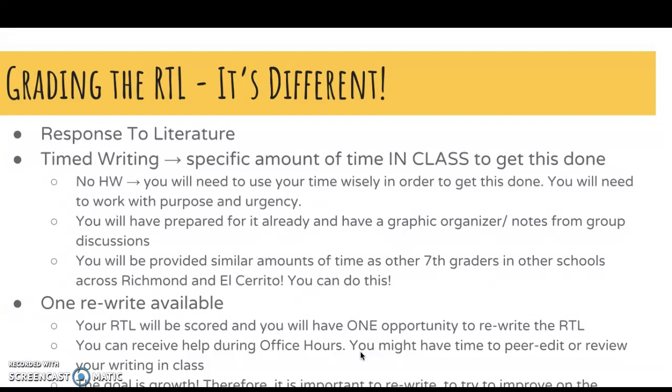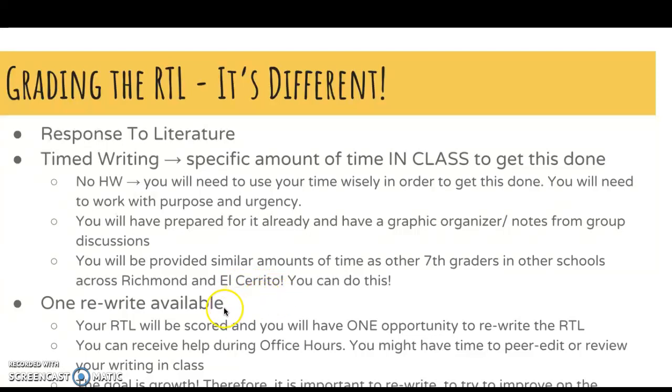You will have already prepared for the RTL. You'll have a graphic organizer and/or notes from group discussions that you've had about the question you're going to write about. This means that you should have everything you need to be able to get this done in class. In terms of the time, you're going to be provided really similar amounts of time as other 7th graders in other schools across Richmond and El Cerrito, so you can do this.